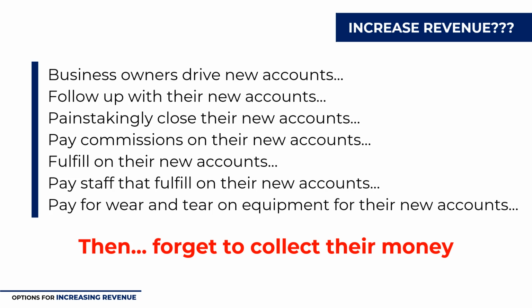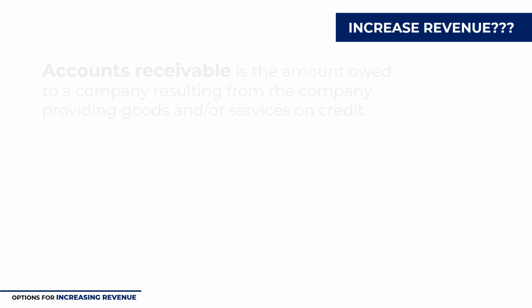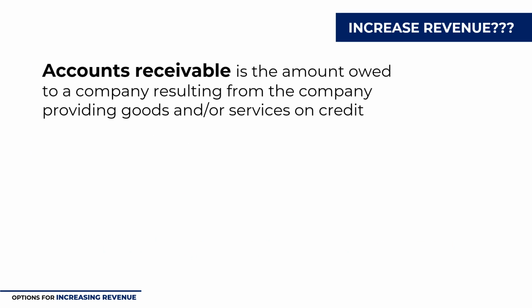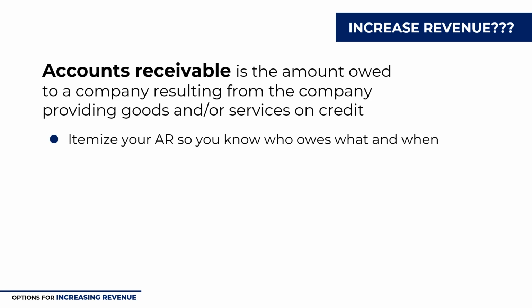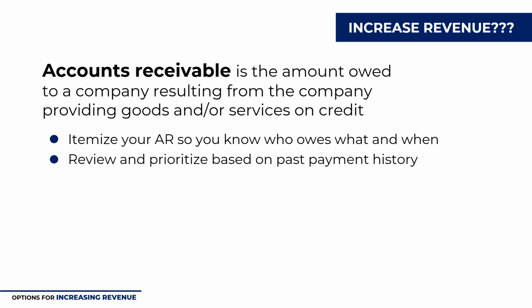If accounts receivable is a foreign term to you, then let's define it. It's the amount owed to a company resulting from the company providing goods and/or services on credit. Some common examples are businesses that give their customers a specific time frame to pay their invoice, such as 30 or 60-day terms. This ties up your funds over that entire time frame. So here are some quick tips to help you get your accounts receivable under control. Begin by itemizing your accounts receivable so you know who owes what and when. Review and prioritize those accounts based on past payment history.